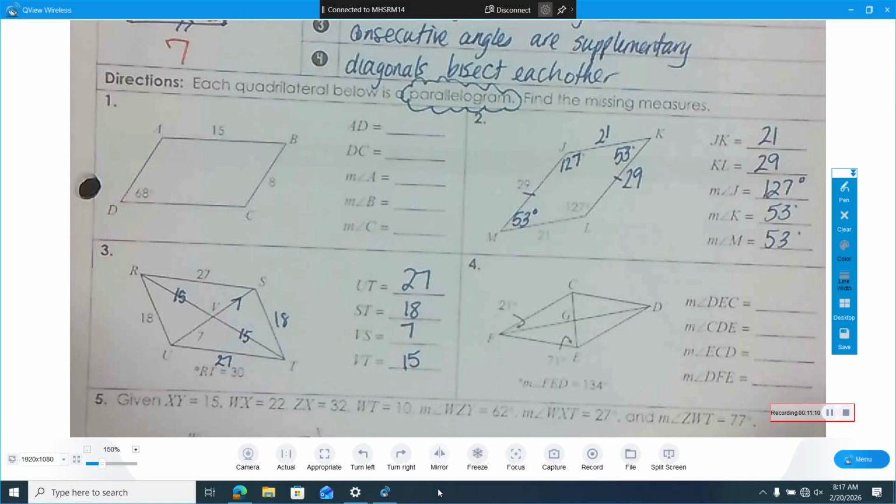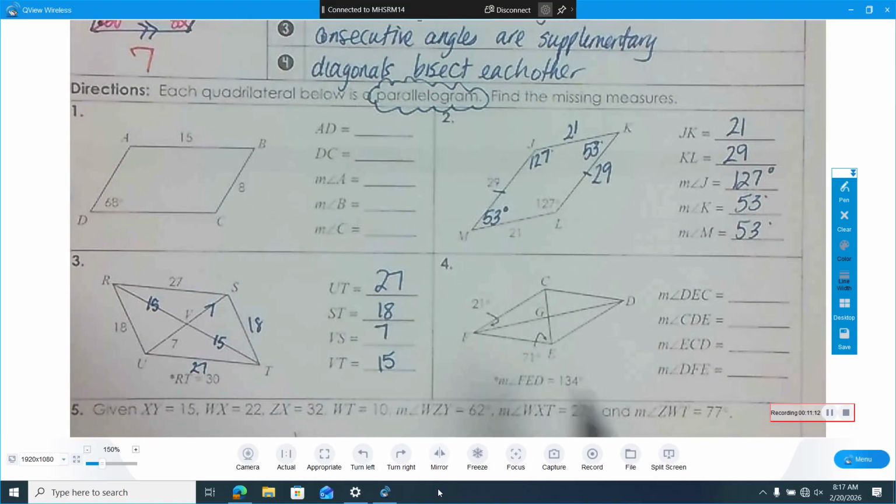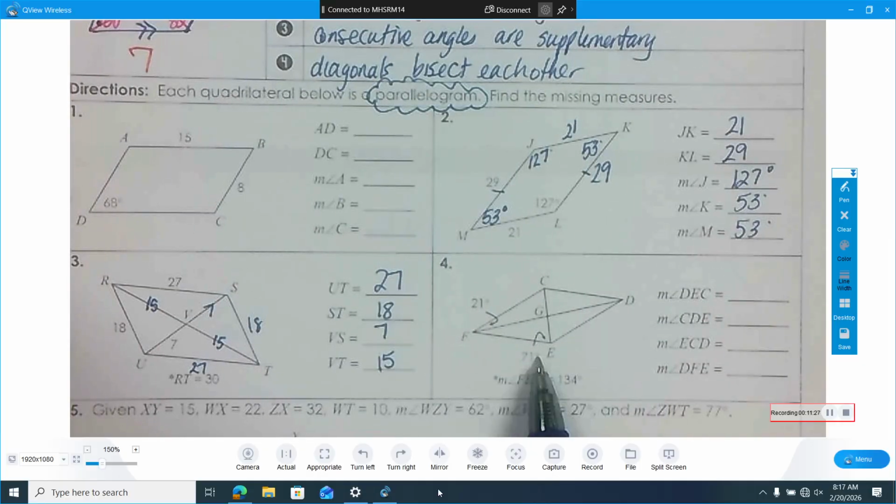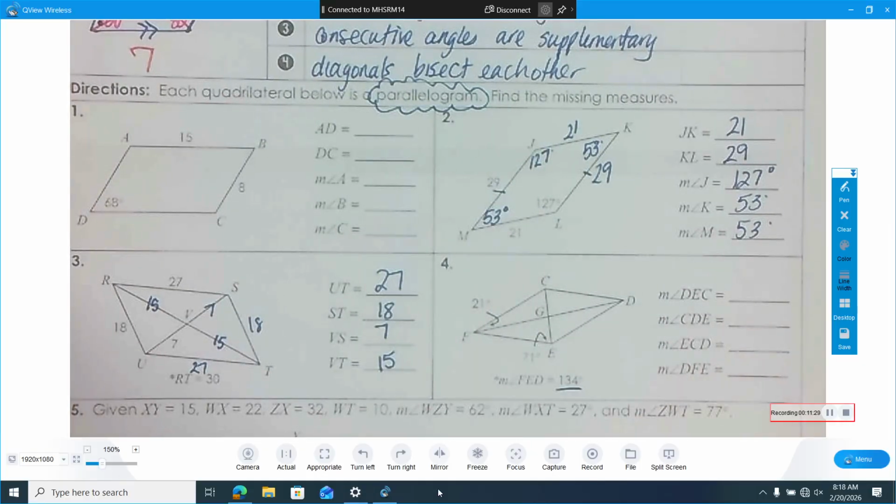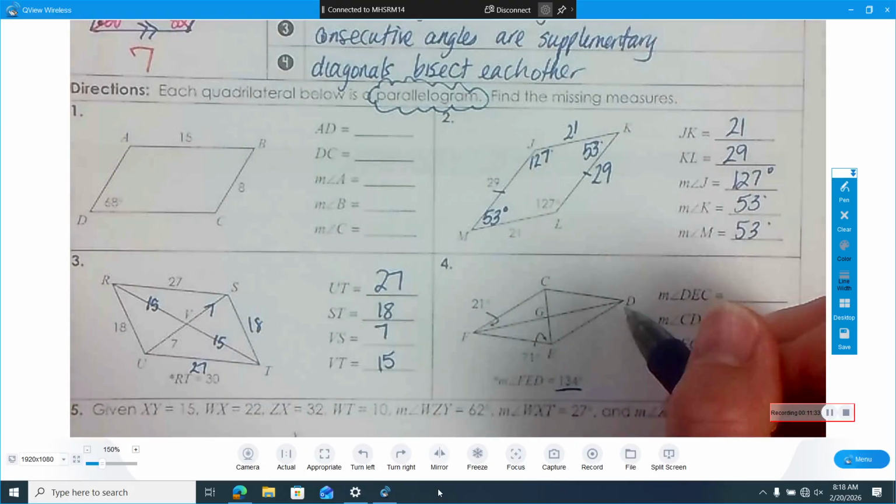Okay, let's look at number 4. Lots of things to think about here. We have some angles that have been marked. We have a 21-degree angle, this little 71-degree angle, and it says the measure of angle FED. FED. That is the whole angle is 134. All right. DEC.